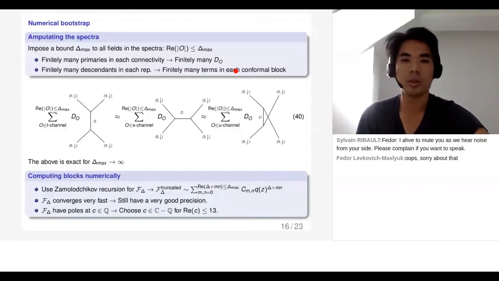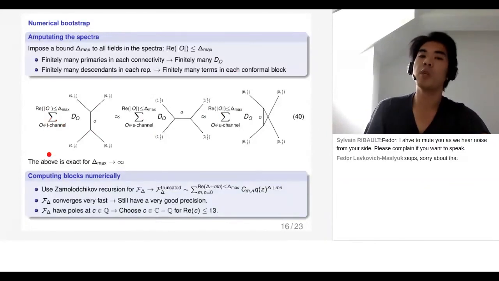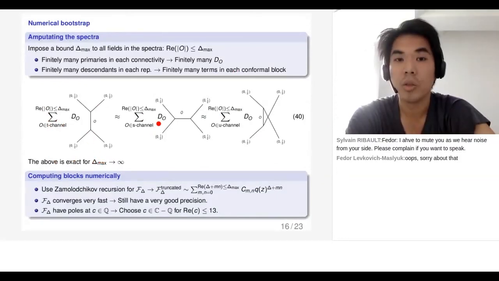So let us then consider the crossing equation for the connectivity with this truncated vector. Of course, this equation here is not really exact because we are summing over the truncated vector. And it would become exact if we could push this bound to infinity. And so this equation here, in fact, gives us a linear equation for the structure constants at a particular value of central charge. The reason is that we know how to compute all the conformal blocks here. So let us see how to do so.